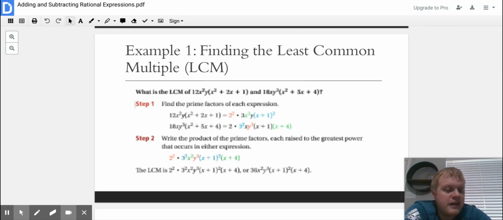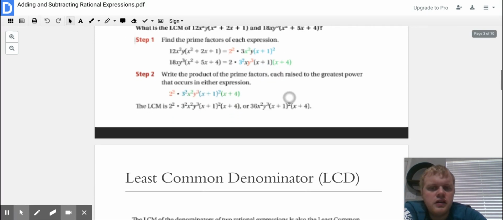Last step, combine everything on the outside together. So 2 squared would just be 4, and 3 squared would be 9. So 4 times 9 gives us 36. Those powers can't be multiplied, so it's just going to be x squared and y cubed, and we're going to leave the factors as they are: x plus 1 squared and x plus 4. So again, that's how we find the least common multiple. Find the biggest power that they have in common, and that's going to be the least common multiple.